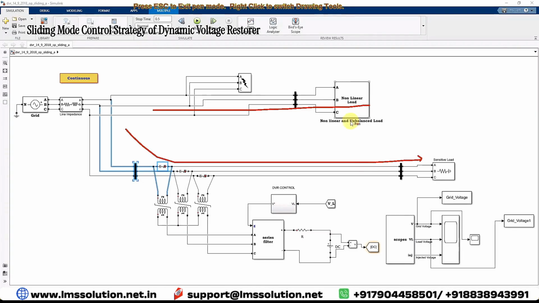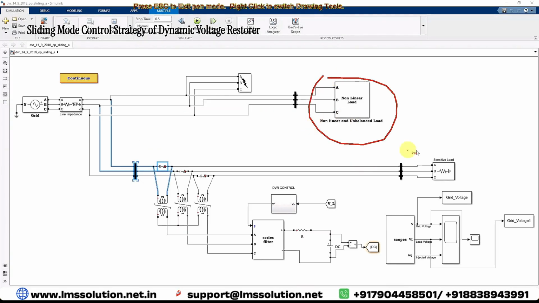This is known as the normal load or unbalanced load. This is known as the sensitive load. We need to protect this sensitive load during the voltage sag. That means we need to maintain the voltage at 1 per unit during the voltage sag caused by this fault. Here we have created that fault. Because of this fault, the grid voltage has a sag, so we need to mitigate that problem.